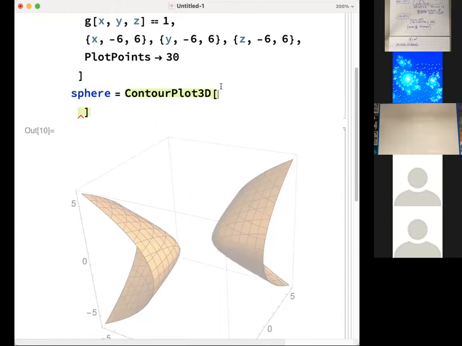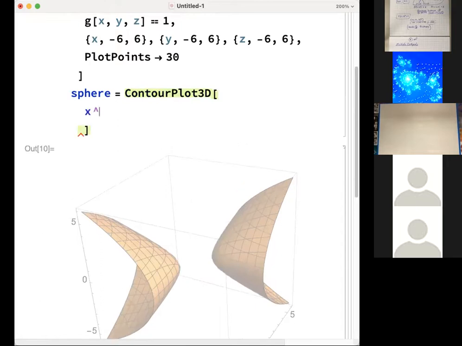And the sphere will be x raised to the 2 plus y raised to the 2 plus z raised to the 2 equals what? So what is the distance from the origin of the two points I found? It was root 2. So let's look at sphere x squared plus y squared equals 2. Let's do it over the same space, x, y, z, minus 6 to 6.